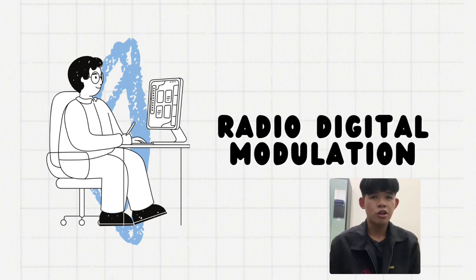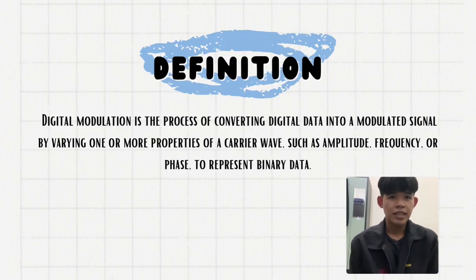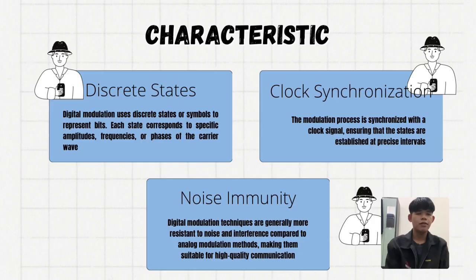So now we're going to talk about radio digital modulation. Digital modulation is the process of converting digital data into a modulated signal by varying one or more properties of a carrier wave, such as amplitude, frequency, or phase, to represent binary data.